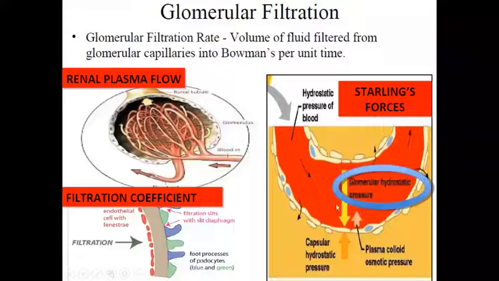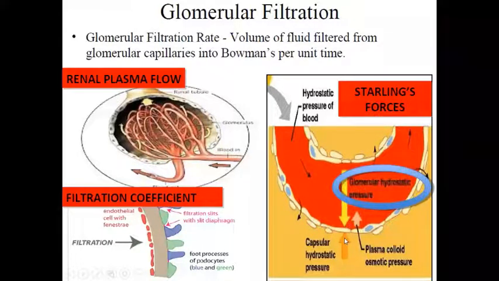There are forces that will allow movement of fluids from the capillaries into the Bowman space via the cells I'm talking about. In this illustration, you can see the cells here. We have the endothelial cells that are lining the capillaries in the glomerulus. Then you also have the foot processes of podocytes that will also form part of the barrier. Whatever is moving from the capillaries has to cross the cells here to go into the Bowman space. This is the filtration taking place.